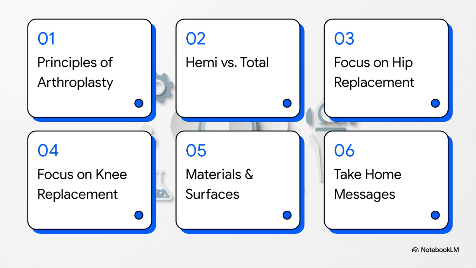All right, so here's the game plan. We'll start with the foundational principles. Then we'll get into the different types of arthropathy. From there, we'll put a spotlight on the hip and the knee, dig into the materials that make it all possible, and then wrap everything up with the key take-home messages you'll want to remember.